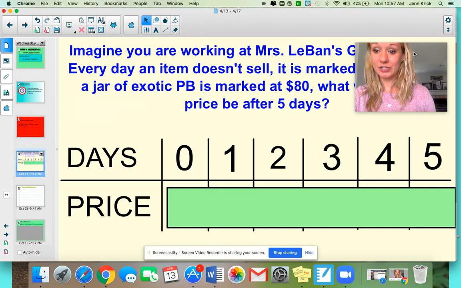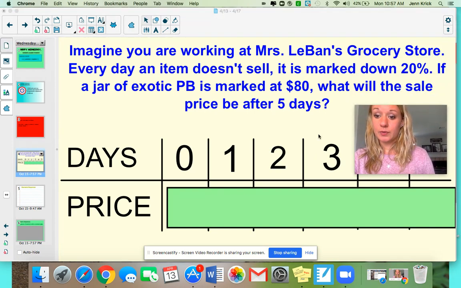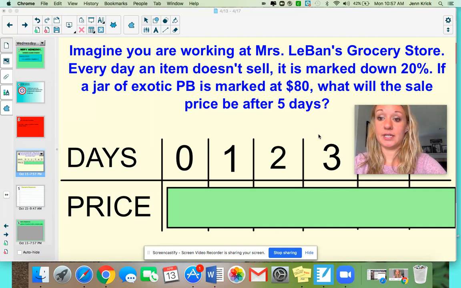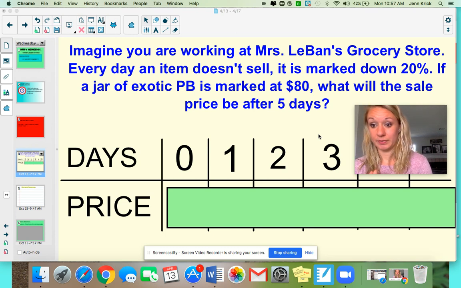All right, here's your introduction problem. Imagine you're working at Mrs. LeMan's grocery store. Every day that an item doesn't sell, it's marked down 20%. If a jar of exotic peanut butter is marked at $80 on the first day, what will the sale price be after 5 days? So that's like, all right, day one, it's $80. One day goes by, it's marked down 20%. Another day goes by, it's marked down 20%. Maybe because a jar of peanut butter is $80, that's why no one's buying it. I mean, I would, but whatever.